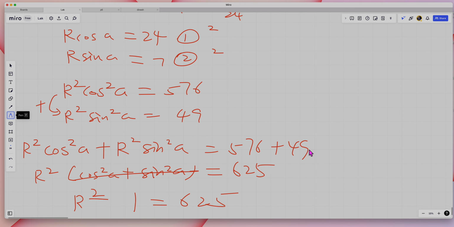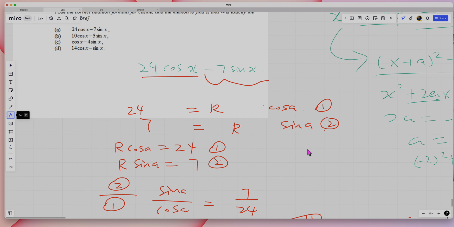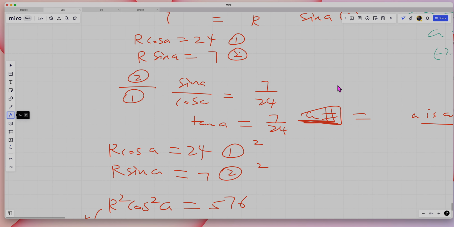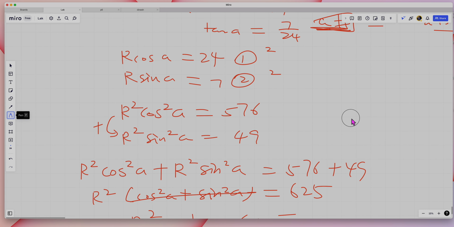And do you know why your A also can have many answers? Because you stop at the first one, because they say the A is acute. So therefore you stop at the first. Okay, so that's how you find A and R.